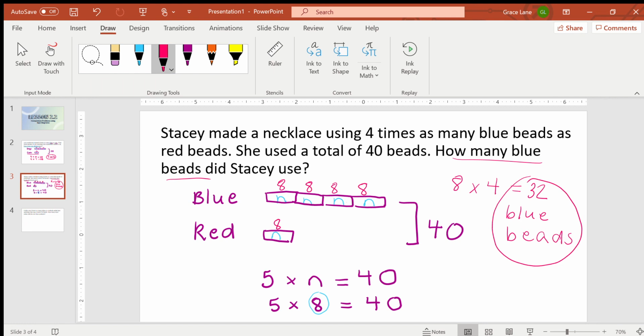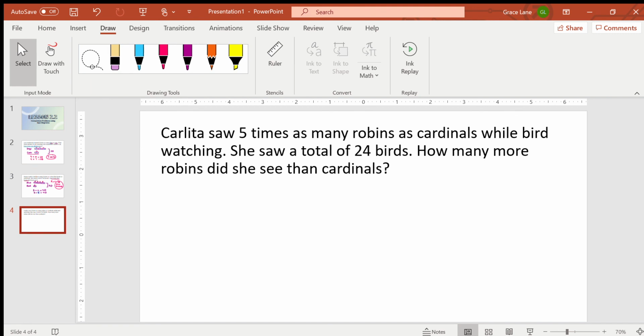The last type of problem is the same thing, we're just taking it one step farther. So this one says, Carlita saw 5 times as many robins as cardinals while bird watching. She saw a total of 24 birds. How many more robins did she see than cardinals? So I'm comparing robins and cardinals.